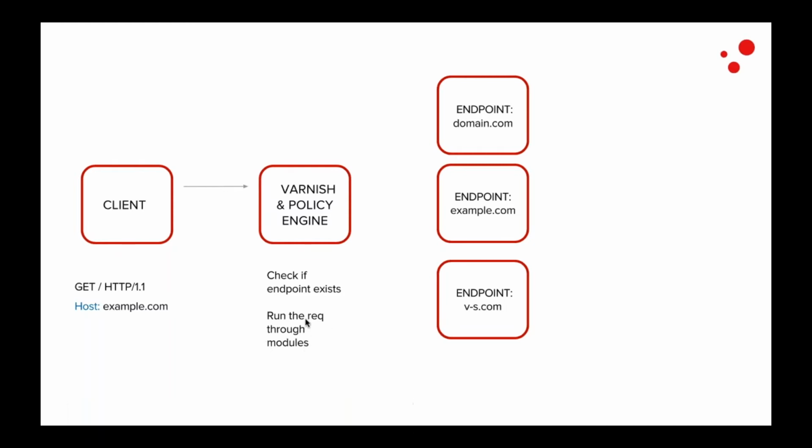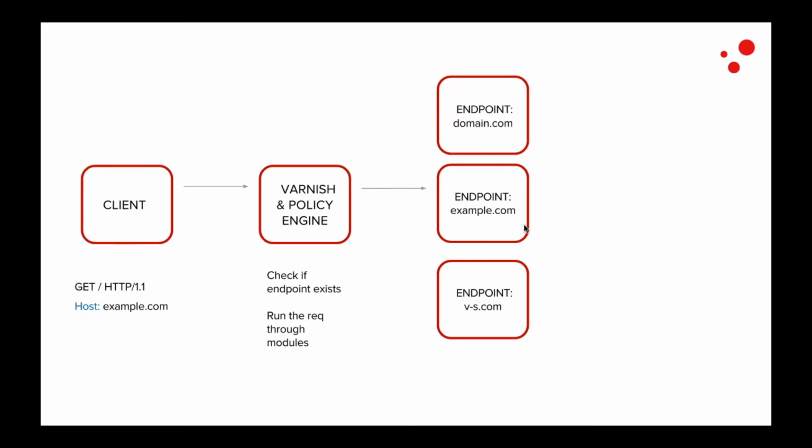The policy engine will also run the request through a set of modules. And those modules can be used to do rate limiting, JSON Web Tokens authentication, upstream 2-factor authentication, anything you can think of, more or less. So the Varnish and the policy engine will send the backend request to the example.com, and this endpoint in this specific example will return a rate limit response.